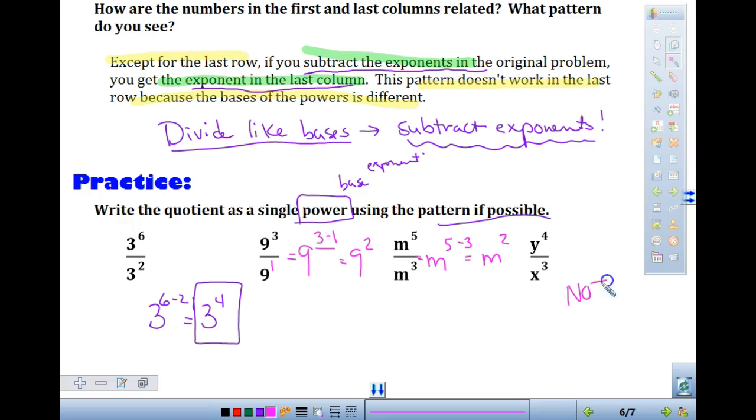Do you agree? No, not possible. This is simplified. So if they ask you to write it as a single power, you can't write it as a single power. It's a y and an x. They're different bases, okay?